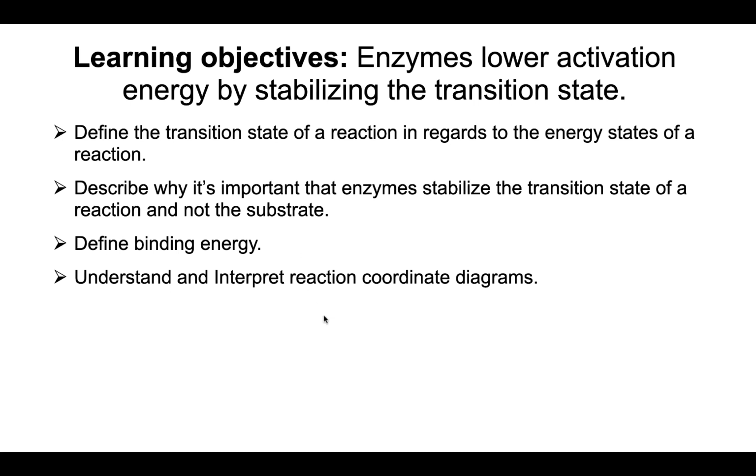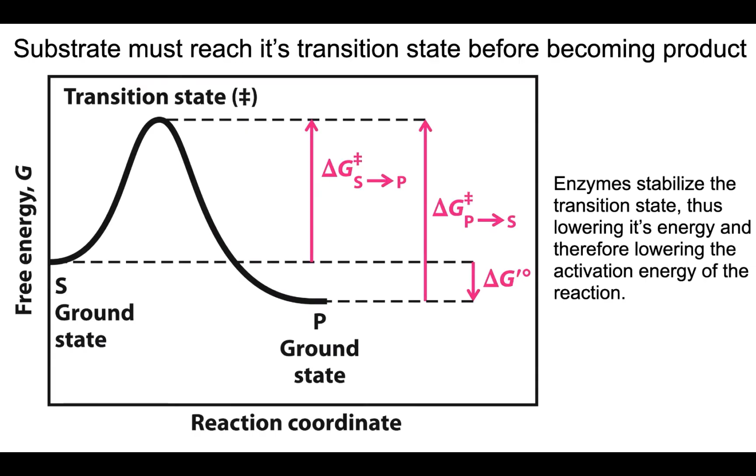In this video, we're going to look at how enzymes lower activation energy by stabilizing the transition state. By the end of the video, I want you to be able to define the transition state of a reaction in regards to the energy states of a reaction. I want you to describe why it's important that enzymes stabilize the transition state of the reaction and not the substrate. I want you to be able to define binding energy and be able to understand and interpret reaction coordinate diagrams. All right, so here is a reaction coordinate diagram of a reaction.